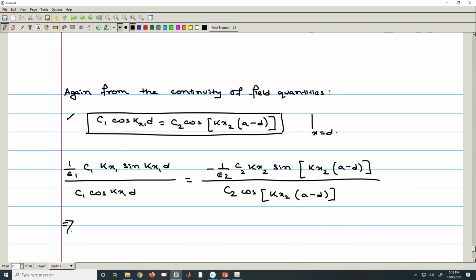So, thus we can see, so C1 will cancel out, this C1, this C1, this C2, C2. Okay. So, we will have kx1 upon epsilon 1. So, sin kx1 d upon cos kx1 d will give us tan kx1 d is equal to, so this is minus, so we will have kx2 upon epsilon 2 tan of again kx2 a minus d. So, thus satisfying the given condition.